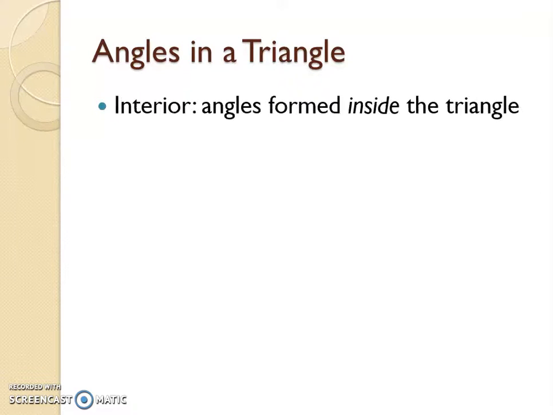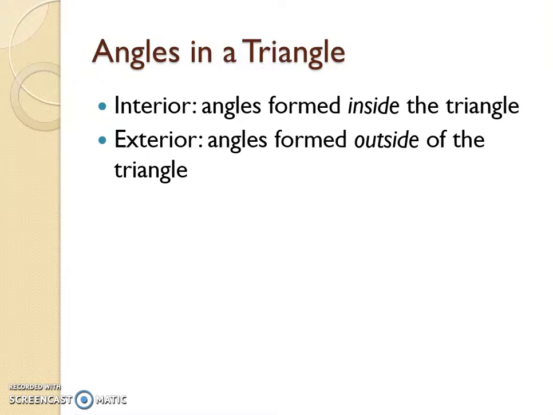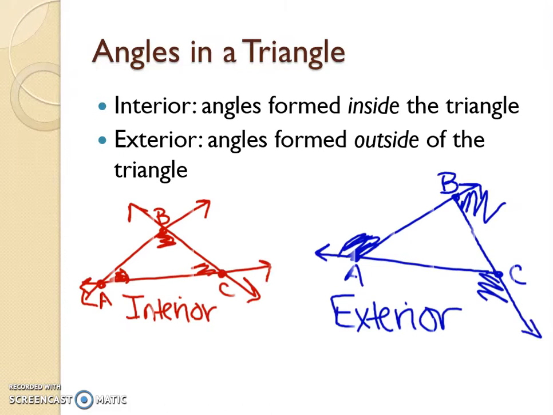Angles in a triangle. Interior angles are angles formed inside the triangle. Exterior angles are angles formed outside of the triangle. So right here you have triangle ABC. Here inside, those are interior angles for the triangle. The angles outside right here are called exterior angles. So please copy interior and exterior under the diagram.